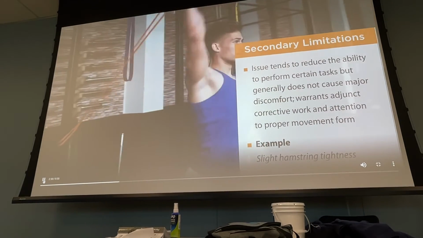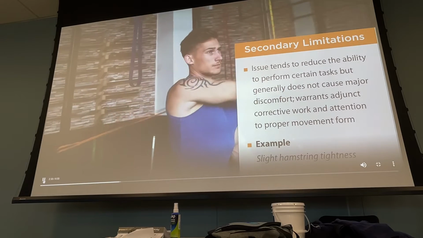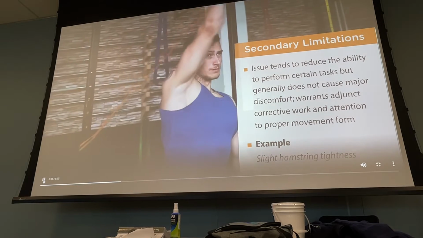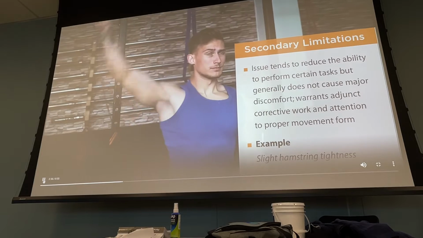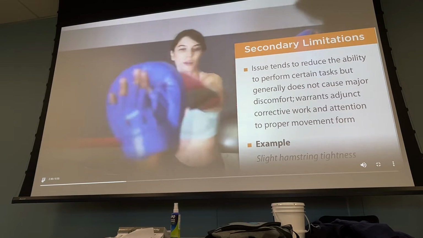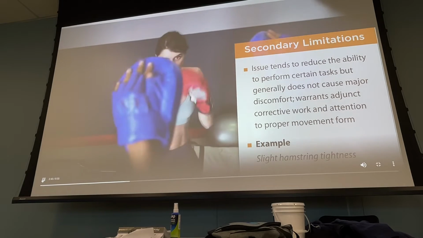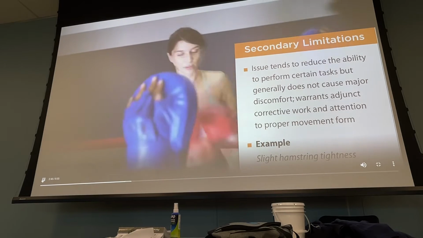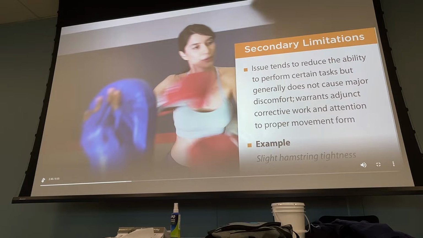Secondary limitations are those that tend to reduce one's ability to perform certain tasks, but they usually do not cause chronic pain. These issues warrant adjunct corrective work and extra attention. An example would be slight hamstring tightness. So we don't want to be overcritical either. If someone's got slight hamstring tightness, we don't want to spend 10, 15 minutes rolling and trying to stretch that hamstring. It's probably not going to do that much.